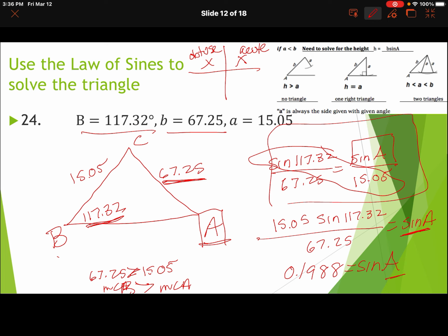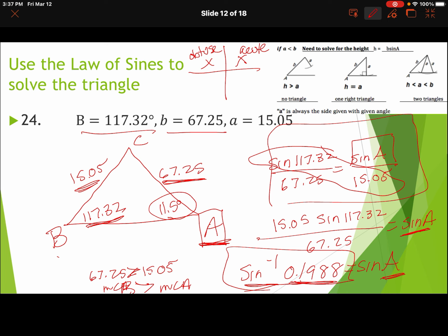So now how do I get A by itself? I'm going to do inverse sine of this on my calculator. So I'm just going to do inverse sine of the answer, because that's already in my calculator. So on these ones, when you're solving for an angle, you're going to have to do inverse sine. And I got 11.5 for my angle here, which makes sense because this is way smaller than that, isn't it?